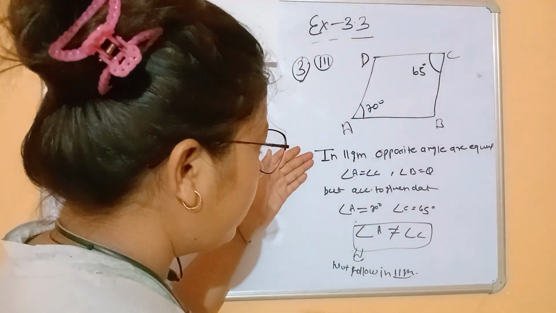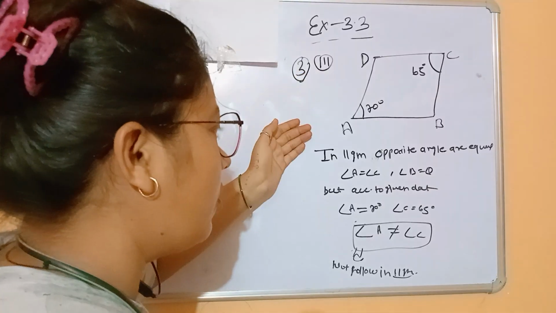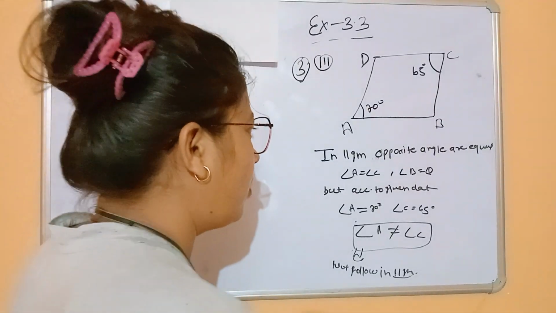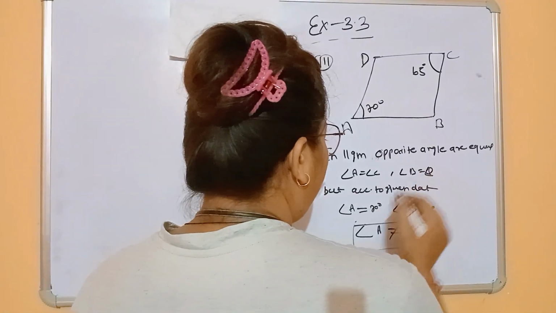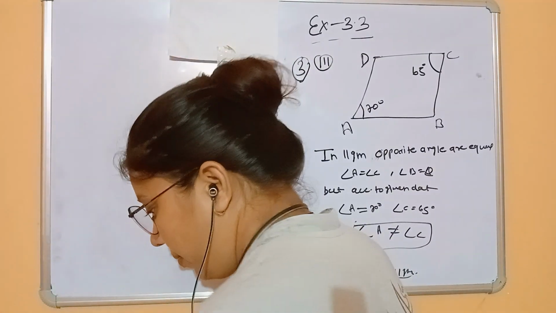So we can easily say, first make the figure, then understand one by one how it is possible or not possible in a parallelogram according to its properties. Write in your copy.